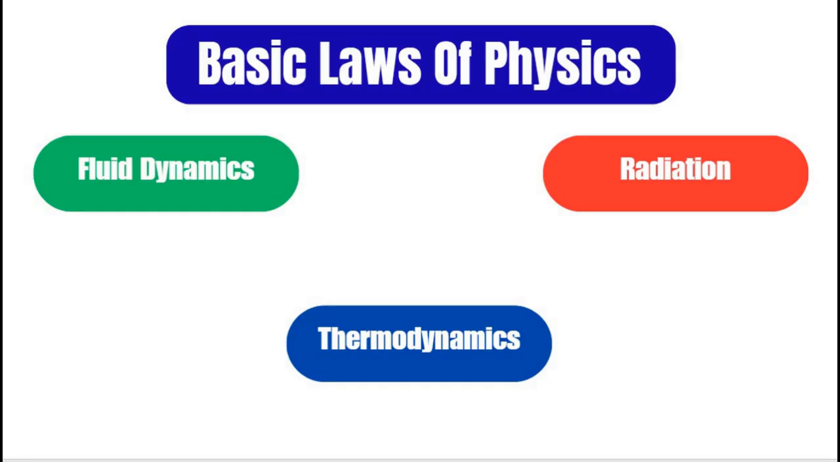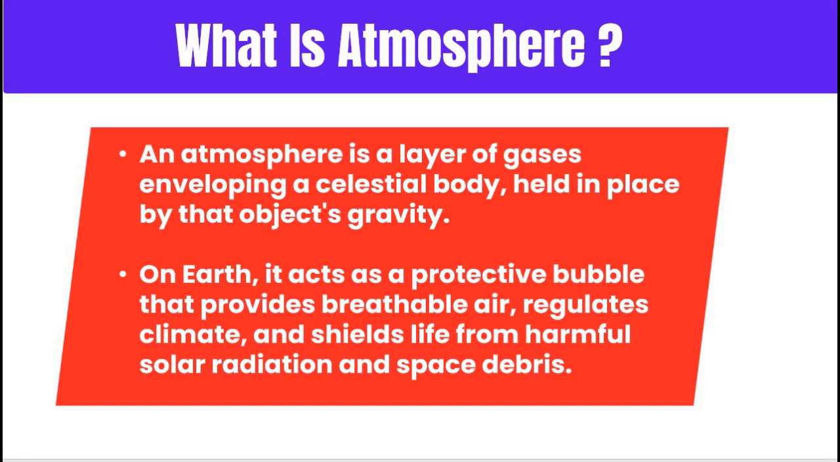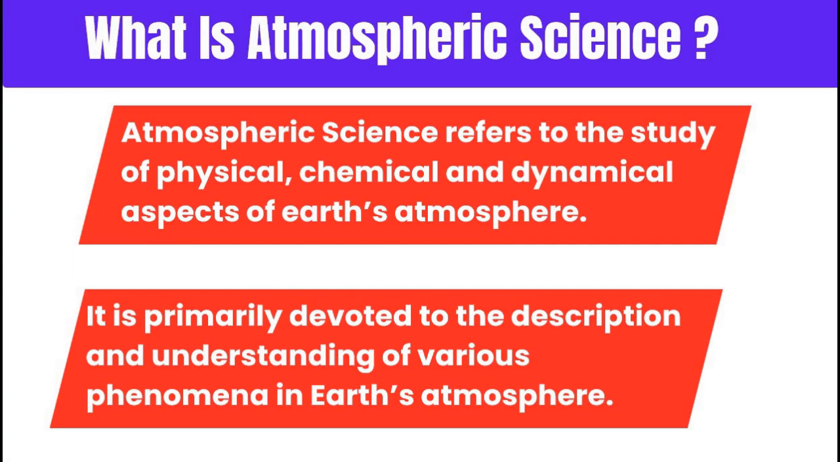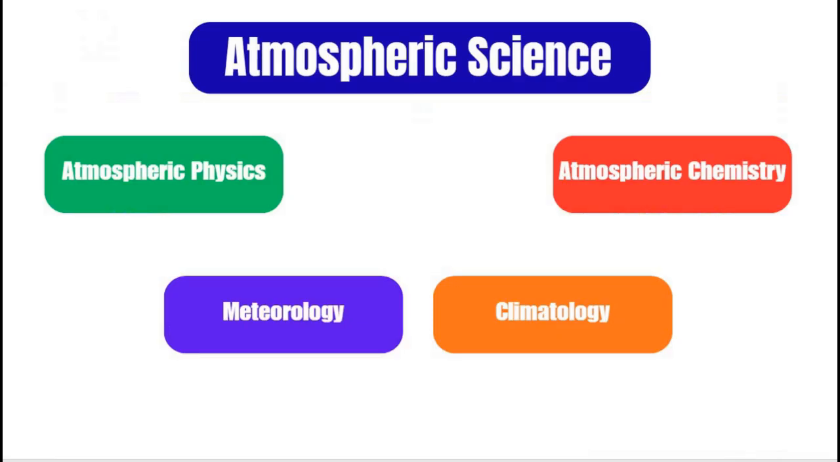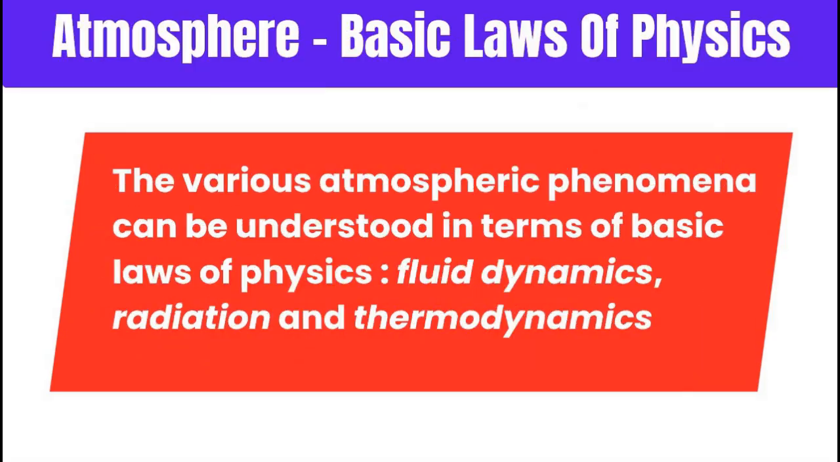Okay, so this is the basic study of atmosphere, the basic introduction to atmospheric science. So we first understood the key concepts, then we understood the definition of atmosphere, basic introduction to the layers in atmosphere, the definition of atmospheric science and the main areas of atmospheric science, and the main ideas and the basic laws of physics that are involved in the study of atmospheric science.